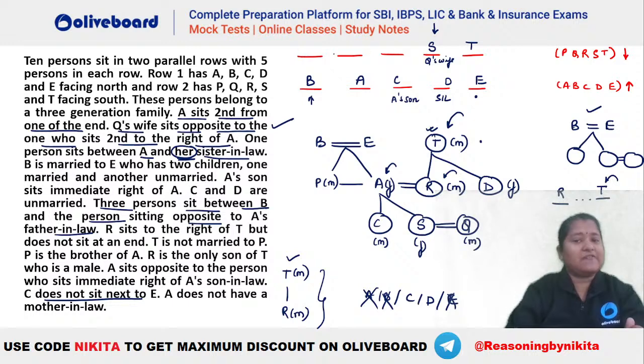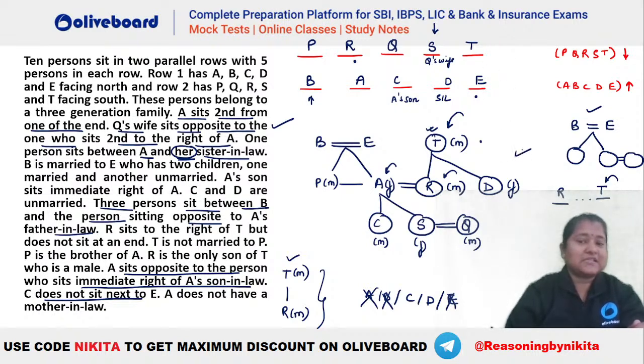Now you can see we are left to place only three more people. Let's quickly do it. Now it is given A sits opposite to the person who sits immediate right of A's son-in-law. So you can see A sits opposite to the person. A is sitting opposite to this particular person. This person has to be immediate right of A's son-in-law. Who is A's son-in-law? That is Q. So that means Q will be this person. Now R has to be towards the right of T but not at the end. So that means R has to be here and this person will be P. Okay. I hope this is clear.